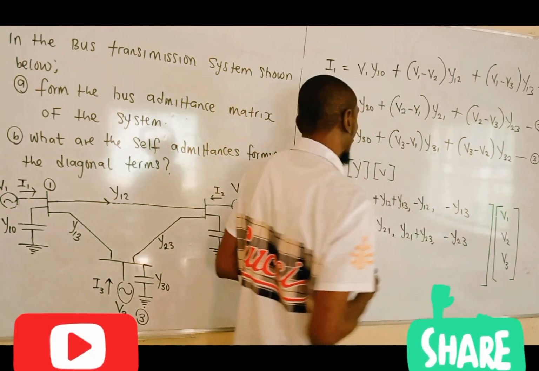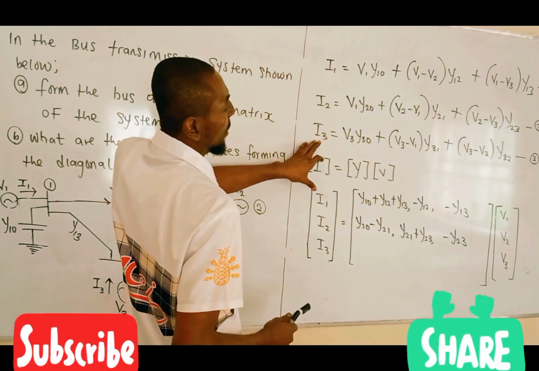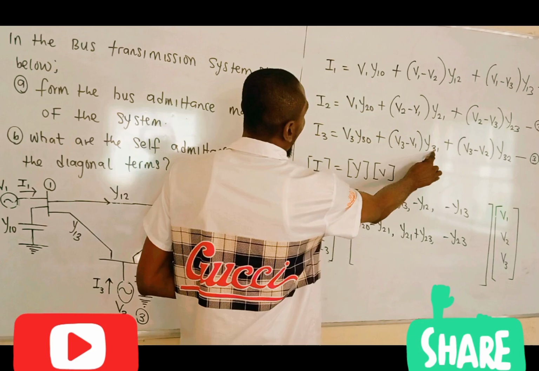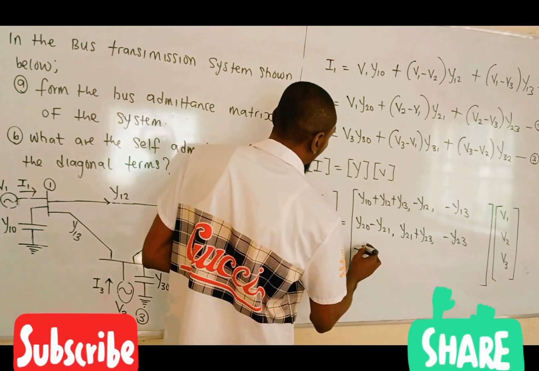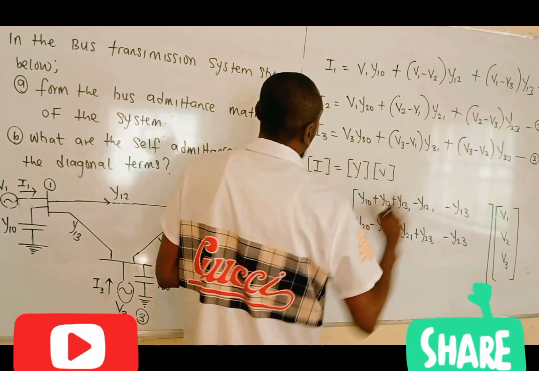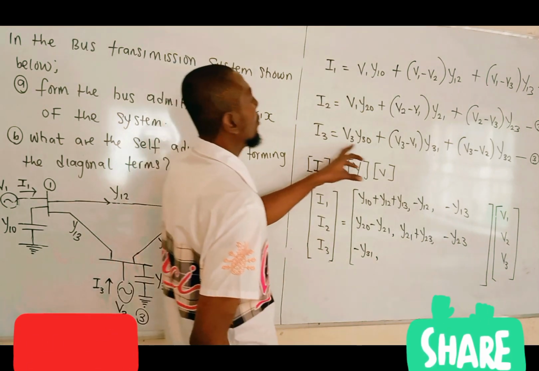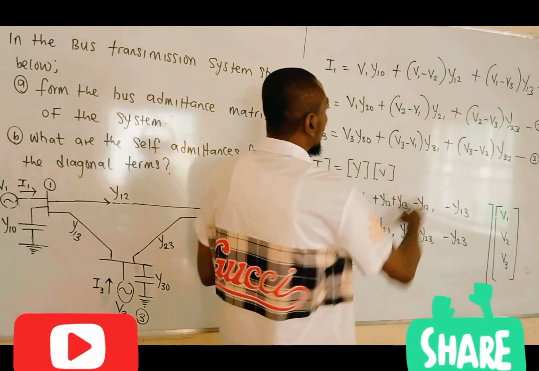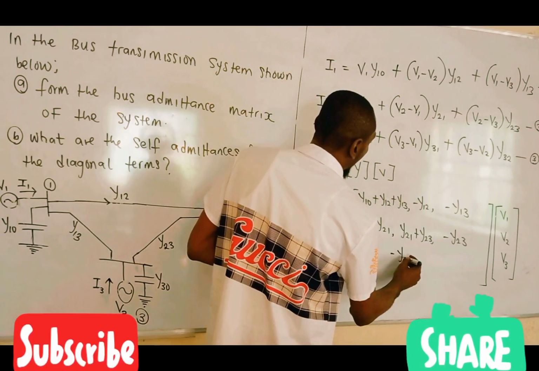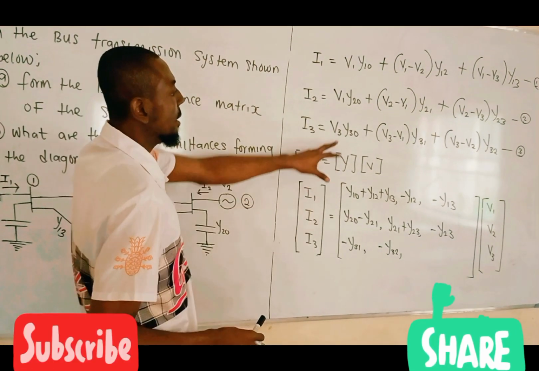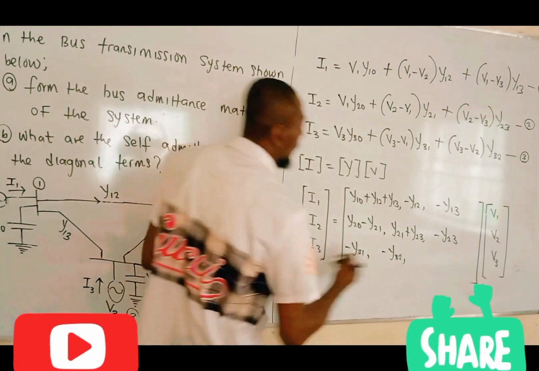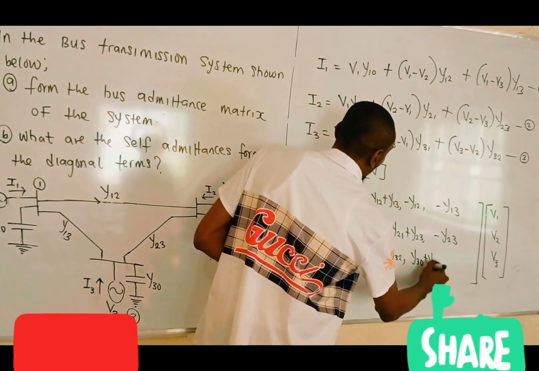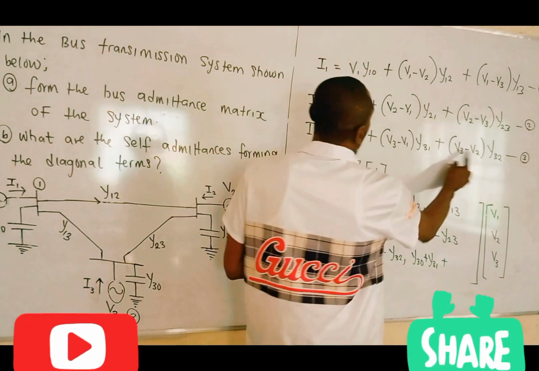Okay, to I3, that's equation 3. The admittance coefficient of V1 is negative Y31. There is no other place we have V1, so we go to V2. For V2, we have just one value, negative Y32. Finally V3: the admittance coefficient of V3 is Y30 plus Y31 plus Y32.